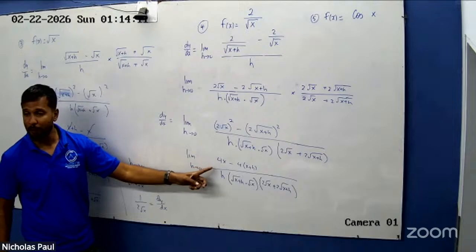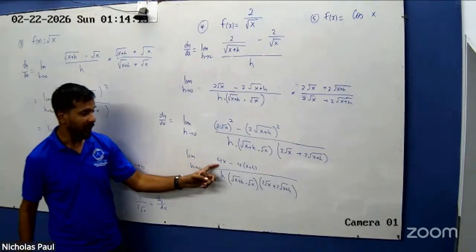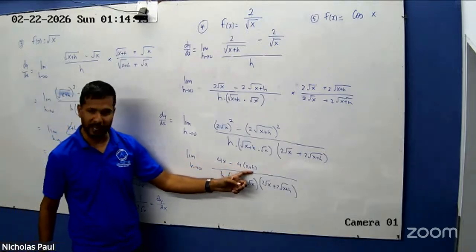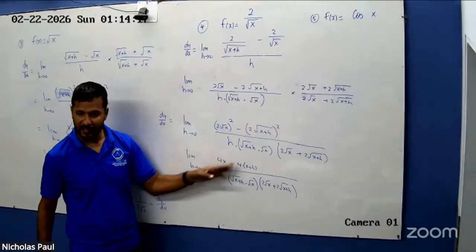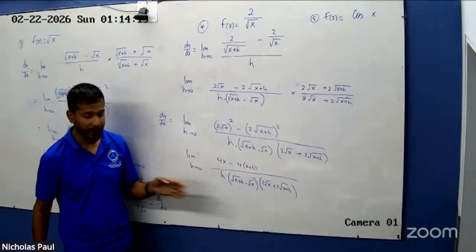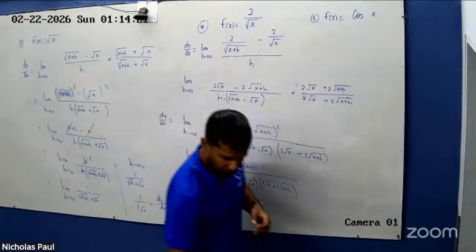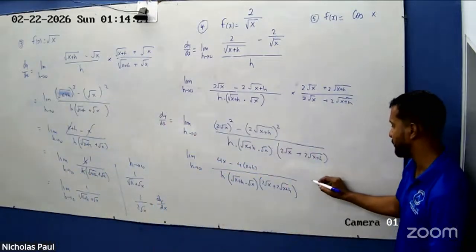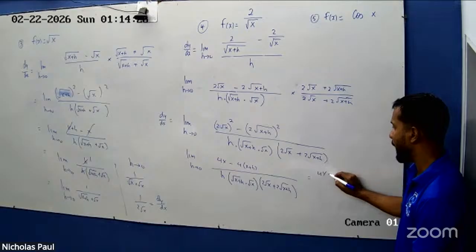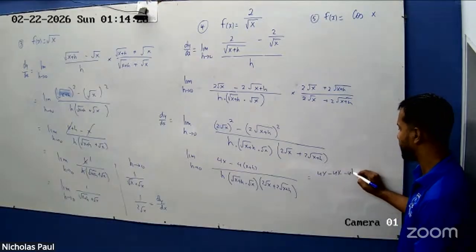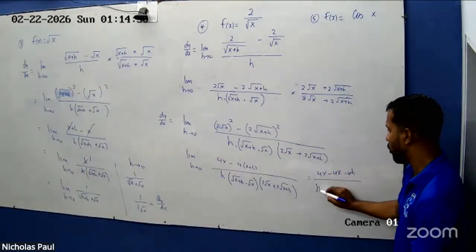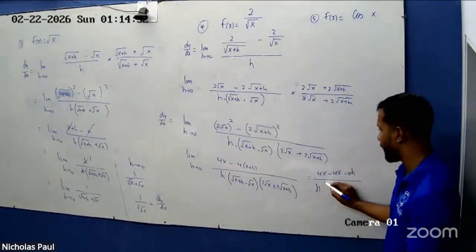What will happen on top? I'll get 4x minus 4x minus 4h, right? And the x will cancel. Yes? I'll get minus 4h on top, right? So I'll get 4x minus 4x minus 4h all over h by this long product here.